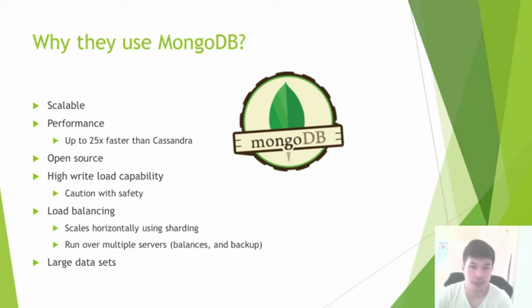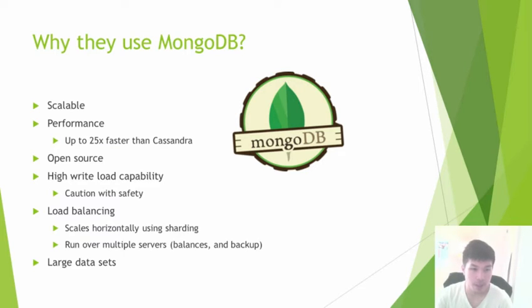So why do they use MongoDB? Well, for the main part, it's scalable. That was the whole point of building MongoDB. It's able to write and read a lot of data. And then next is performance. Statistics say it can be up to 25 times faster than Cassandra, which is another type of database. This is on a certain test, and that's an absurd amount, considering Cassandra is a pretty popular software. And of course, it's open source.